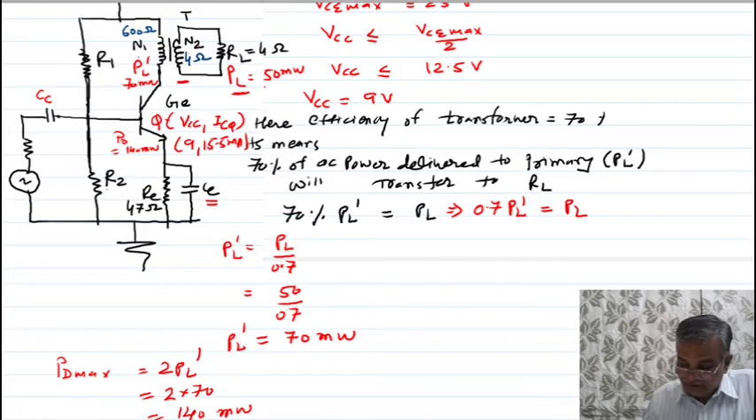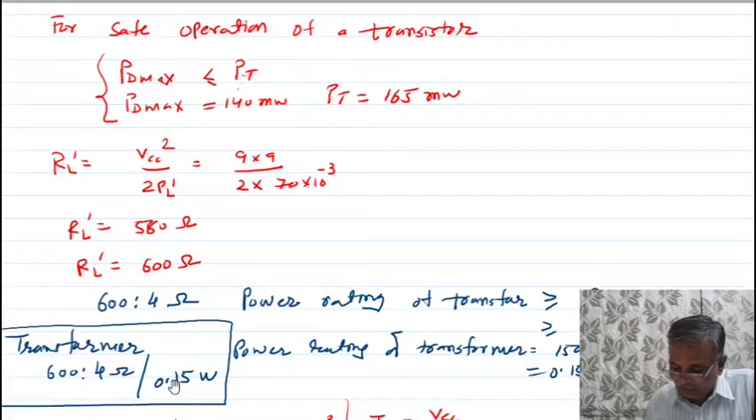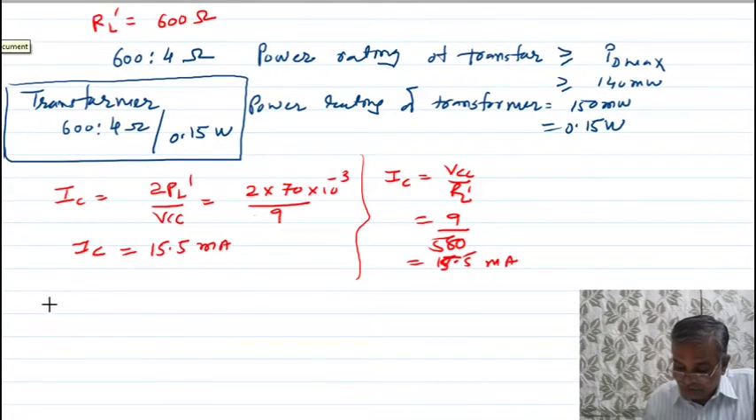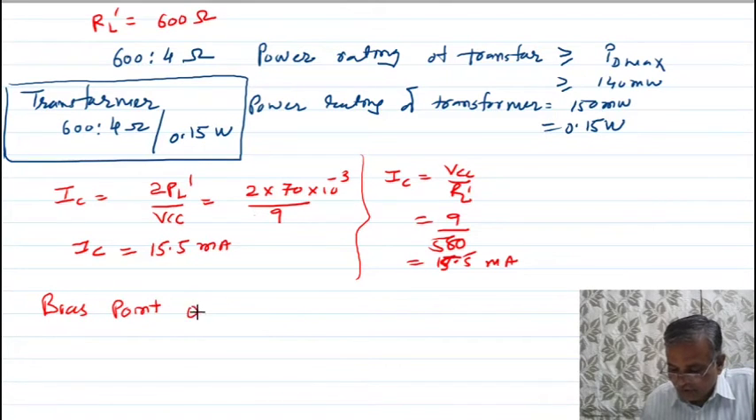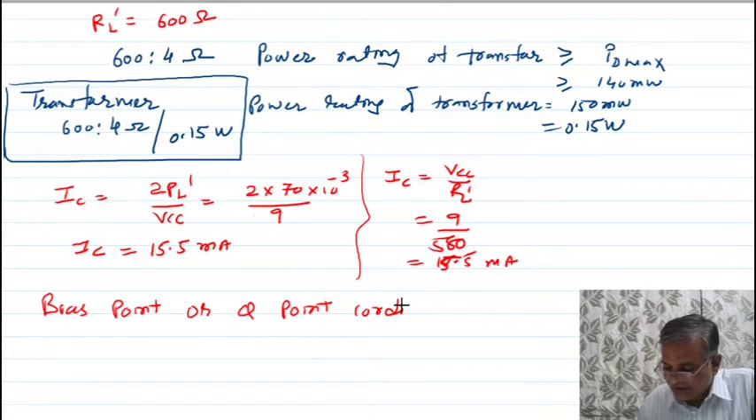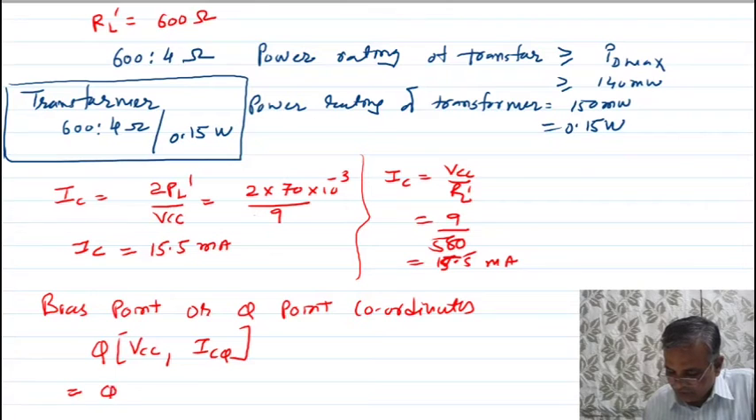Sometimes they ask you to find the approximate value of the Q point. So your bias point, or you can say Q point coordinates, is nothing but VCC comma ICQ. So it is nothing but 9 volt comma 15.5 milliampere. I'll show you, just wait.